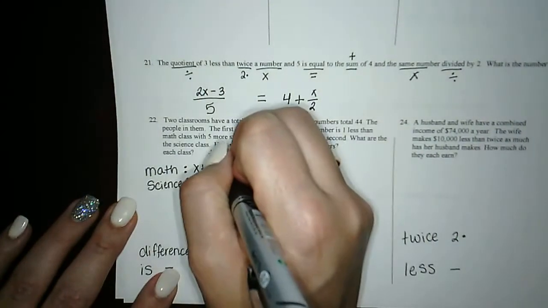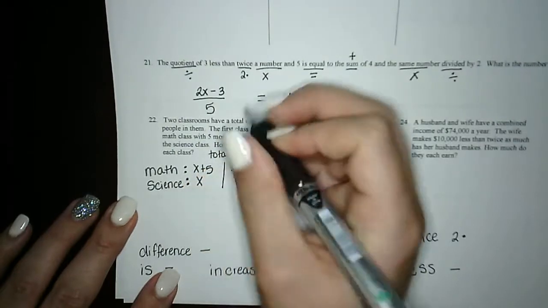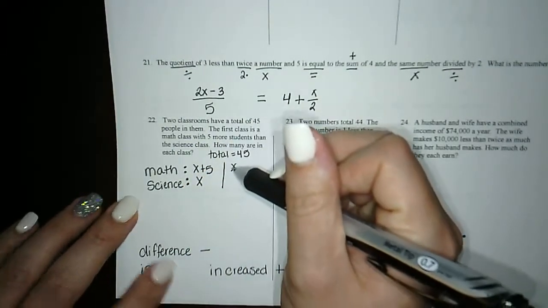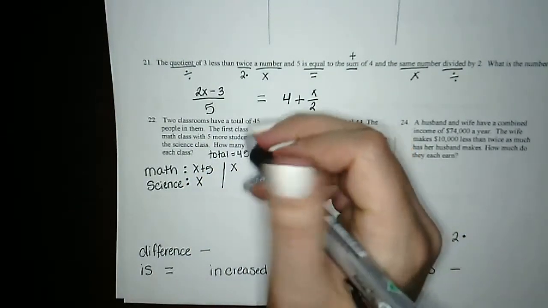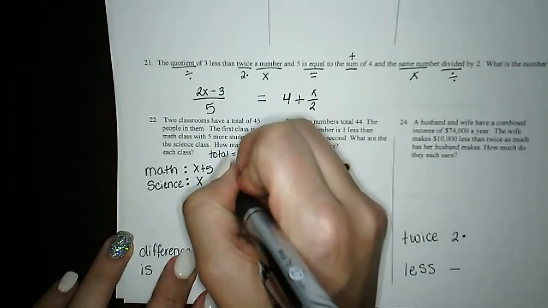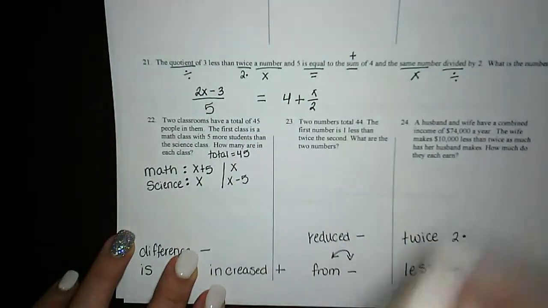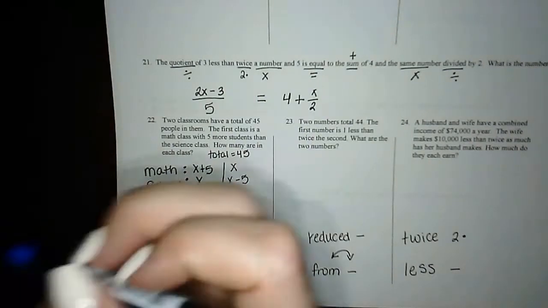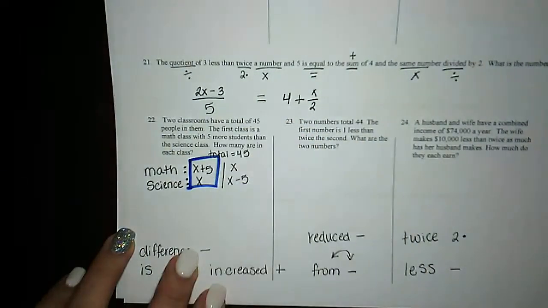Now, if we look at the other way, we could have made math X. And if we know that math has 5 more than science, we also know that science has 5 less than math. So you could have done this either way. We're going to stick to this way for this example.